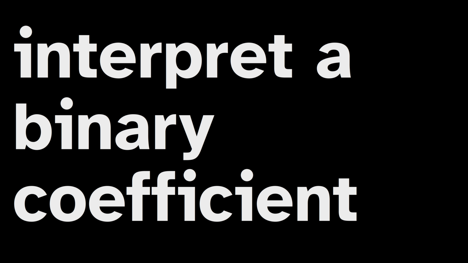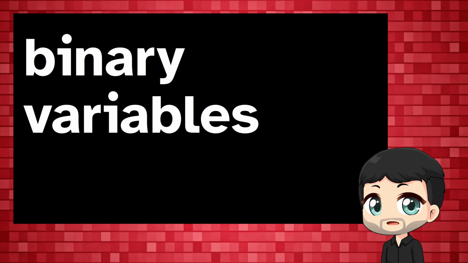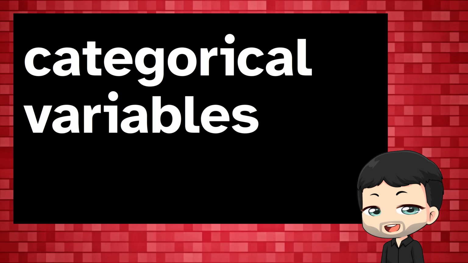In this video, we're going to look at how to interpret the coefficient of a binary predictor in a regression model. And we're going to find out why there's only one coefficient for a binary variable, like being rich as opposed to being poor. Binary variables are categorical variables with two categories.